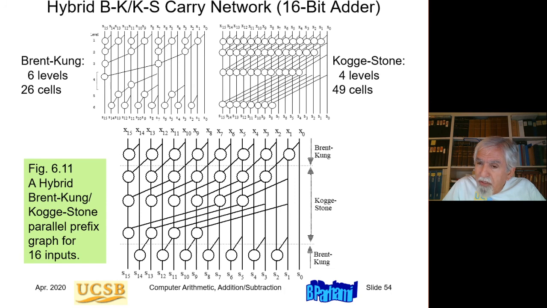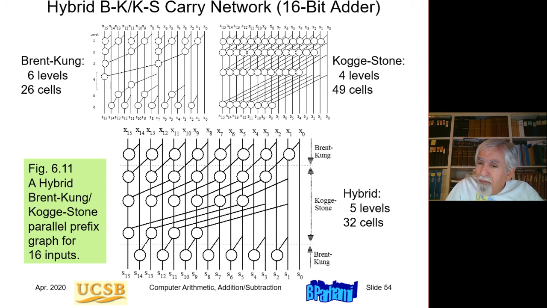I start with Brent-Kung at the top and bottom, and then instead of going to an 8-input Brent-Kung, I use an 8-input Kogge-Stone, which has a delay of only 3 for 8 inputs. So this gives me a hybrid design with 5 levels and 32 cells. So provides a good trade-off. So I shaved 1 level off the delay while adding only 6 cells to the design. I went from 26 to 32.